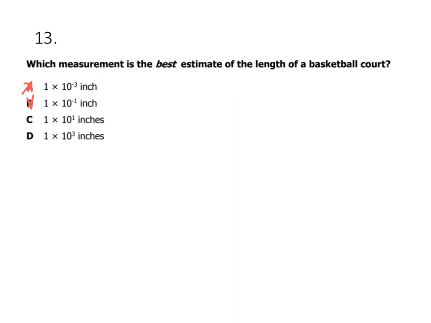So I'm looking at C. 1 times 10 to the first power equals 10. 1 times 10 cubed equals 1,000. So inches, 10 inches will probably be around the length of your forearm. So no, C cannot be my answer, so D is my correct answer.